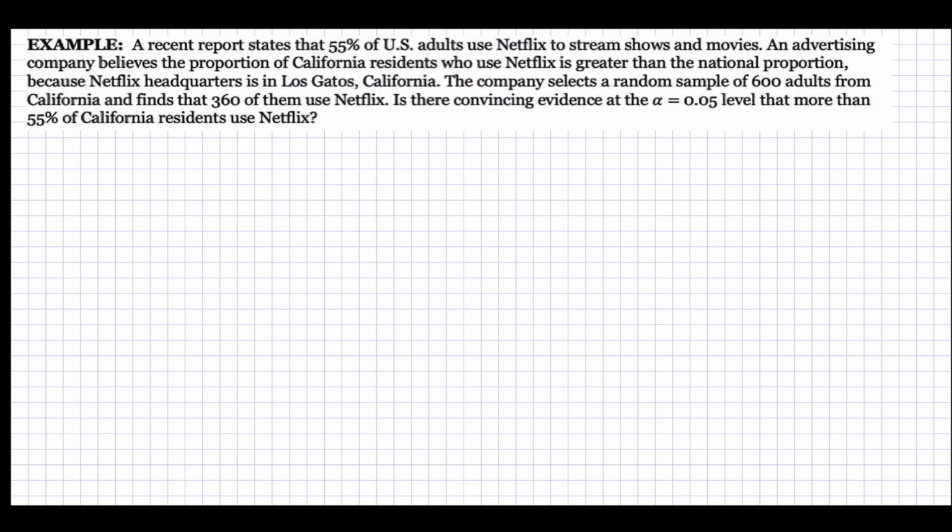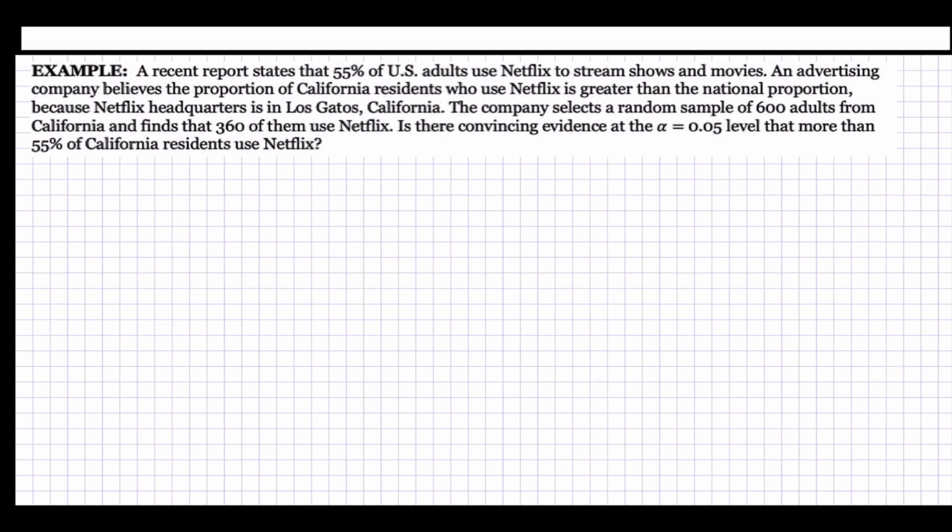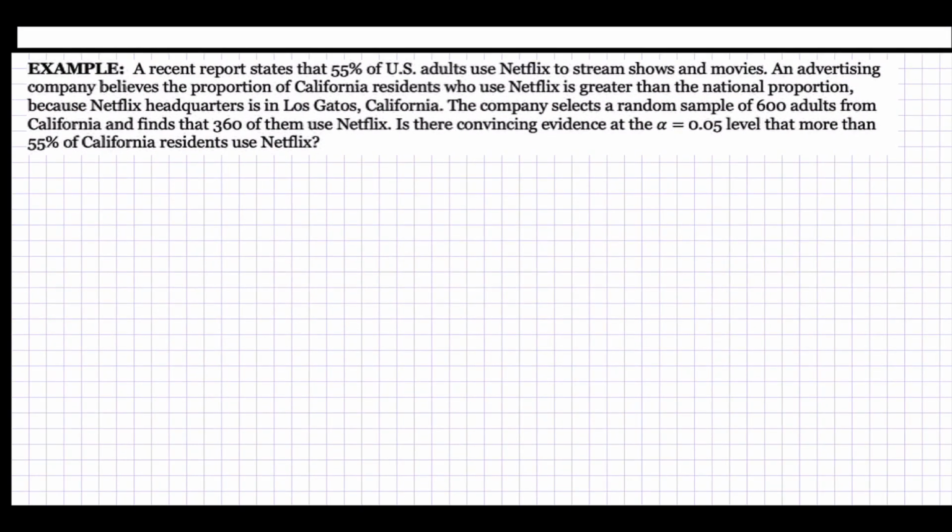Okay, so now let's pull stuff from it. What's important? You guys know what we're going to need. So what's important from here that we could use? Yep, 55%. That's the national proportion. So that's definitely going to be P.